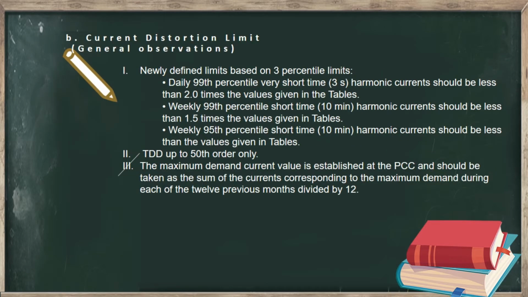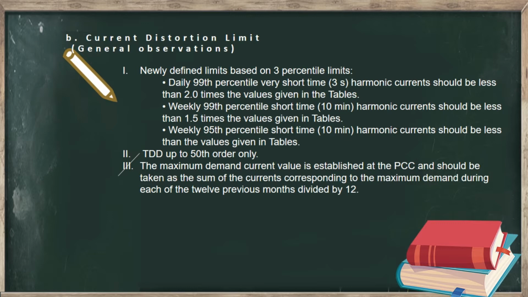B. The current distortion limit. The general observation is that the newly defined limit is based on 3 percentiles. First, daily 99 percentile, a very short 3 seconds. Second, weekly 99 percentile, short time about 10 minutes. Third, weekly 95 percentile, short time about 10 minutes. So TDD must be up to the 50th harmonic order only.